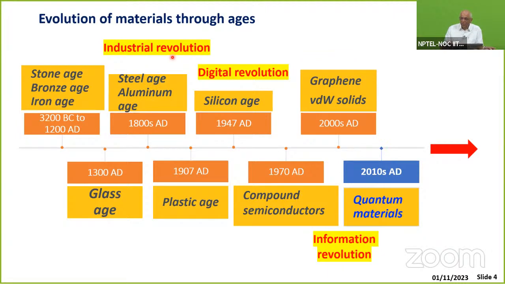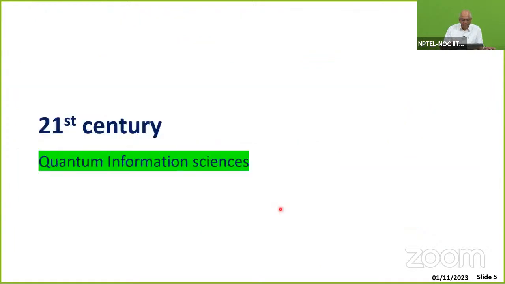Then the information revolution with the advent of compound semiconductors and semiconductor lasers, which enabled sending data through optical fibers. So now we have a quantum revolution. The 21st century is going to be dominated by quantum information sciences. So it's no more a dream, but it's going to happen.